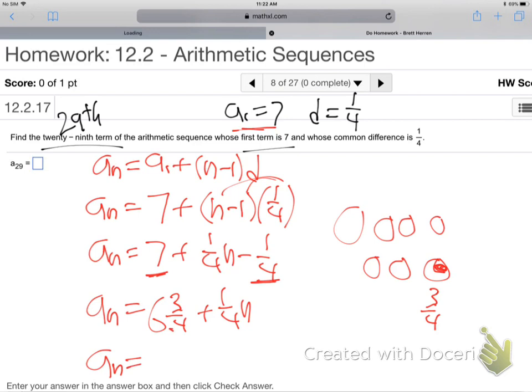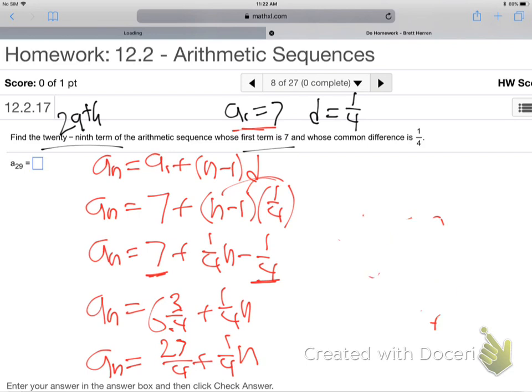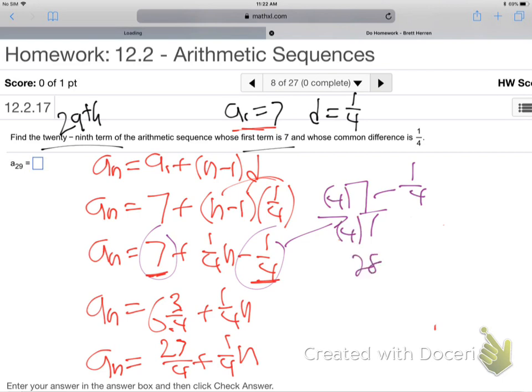So 6 times 4 is 24. Add 3, 27 fourths plus 1/4 n. Remember how to convert a mixed number to an improper? You multiply the bottom and add the top. Or you could avoid all that and just do the fractions directly. I'm just going to take 7 minus a fourth over here. That's 7 over 1. Multiply top and bottom by 4. 28 fourths minus 1/4. Sure enough, 27 fourths. Either way. We good to there?